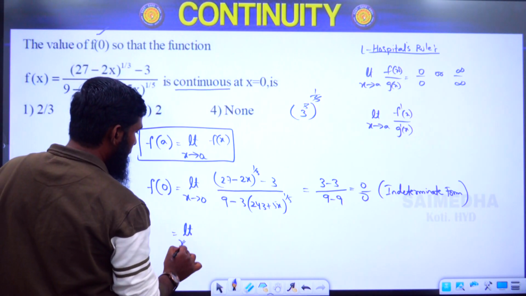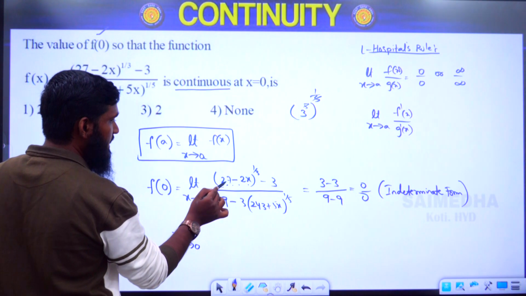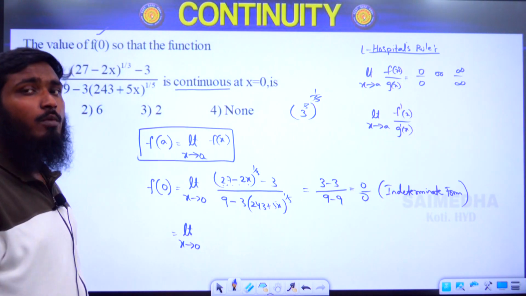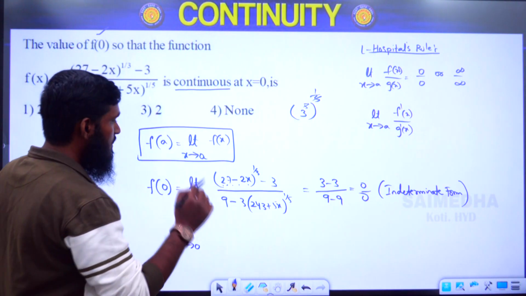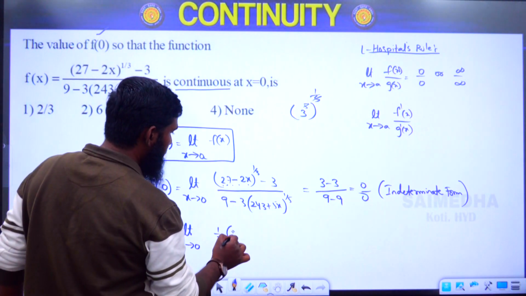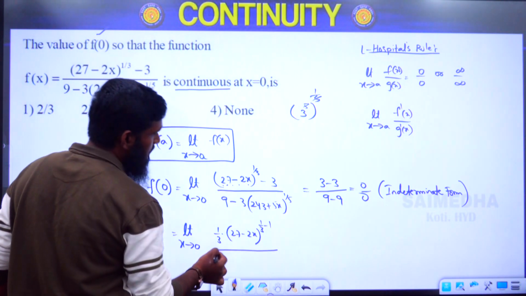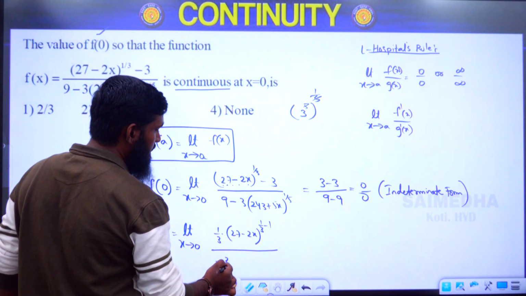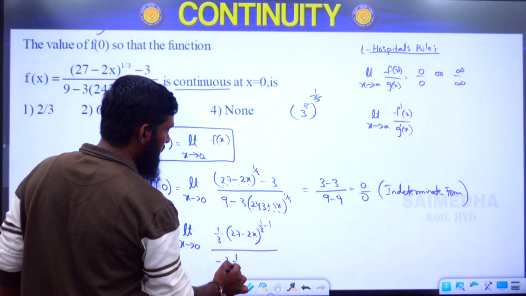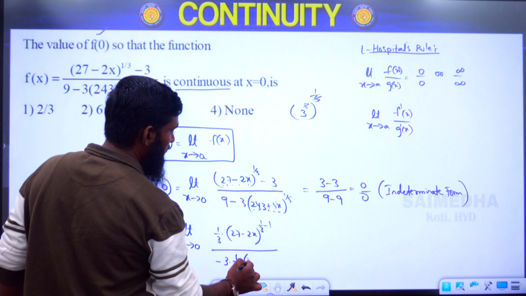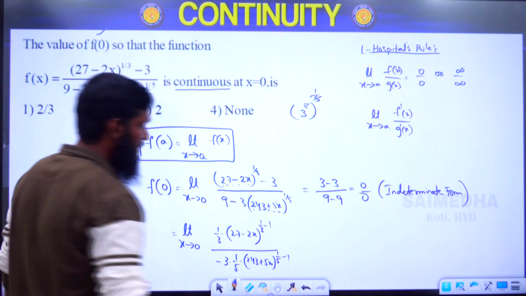So it is equals to limit x tends to 0 we have taken. Now this constant will become 0. If you are assuming this part as x, it is in the form of x power n. What is the formula for x power n we are having? X power n formula, n into x power n minus 1. So n into 27 minus 2x to the power n minus 1, this part will become 0 divided by, again this part will become 0, minus 3 we have written as it is over here, and if you are assuming this part as x, again it is x power n, means what we can write, n into 243 plus 5x to the power n minus 1. Okay, we have written this part.